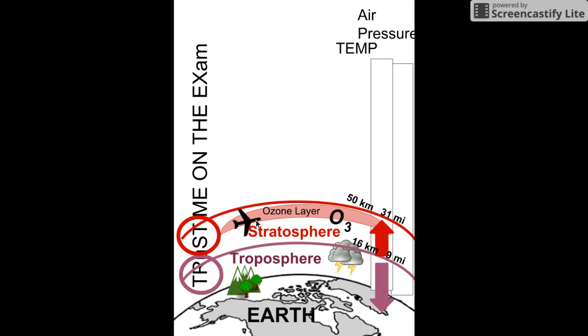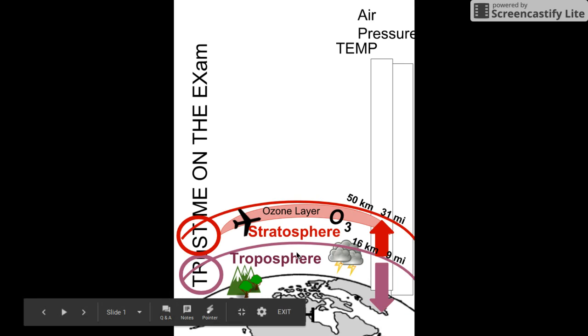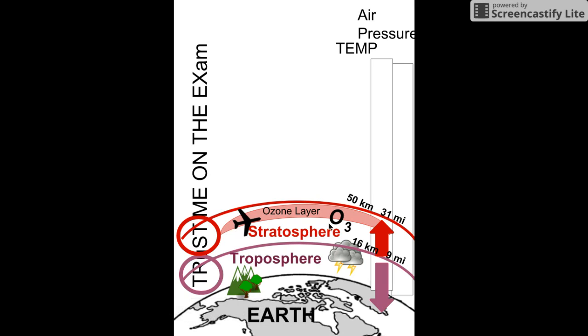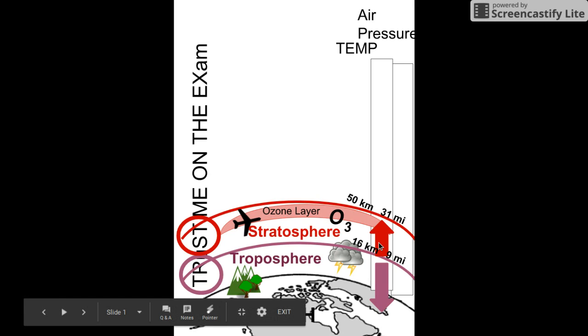Jets fly in the stratosphere. We have heard that the jet stream is normally located in the stratosphere. At times it may dip down into the troposphere. So be careful in the end of the year exam and pay attention to whether they're talking about the temperature increasing with altitude or decreasing with altitude. And that'll help you figure out if they're talking about the jet stream being in the stratosphere or the troposphere.